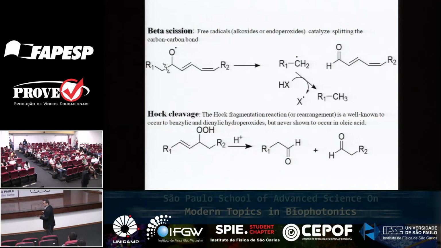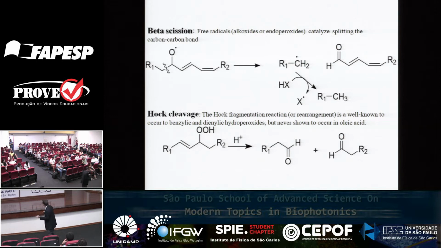But there is another possible mechanism that people have cited in the literature called Hock cleavage. In this mechanism, you actually do not need to arrive here to have the cleavage of the chain. If you have a hydroxyl close to a double bond, and this happens all the time when singlet oxygen reacts with the double bond, you would also do this. But actually, nobody ever saw this reaction happening in lipids. They observed this in polymers, and one paper in cholesterol, but never in phospholipids.